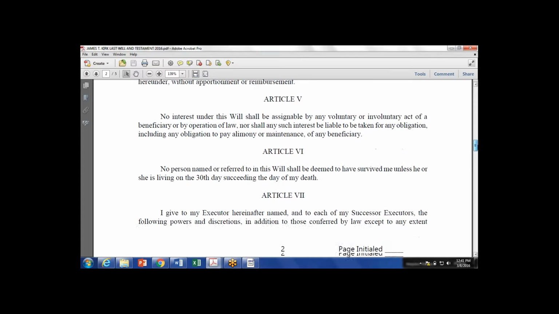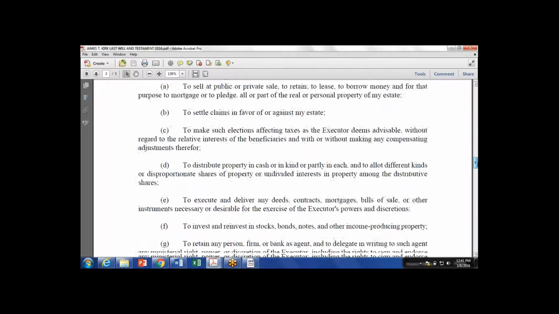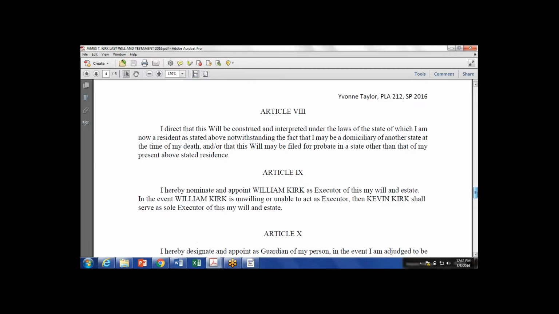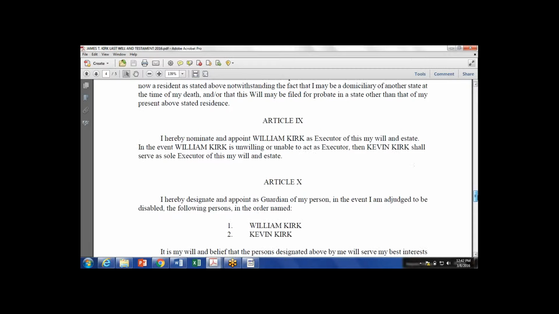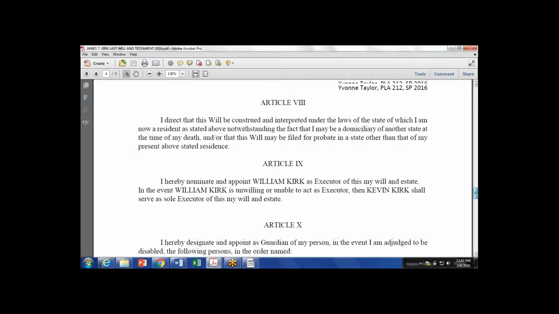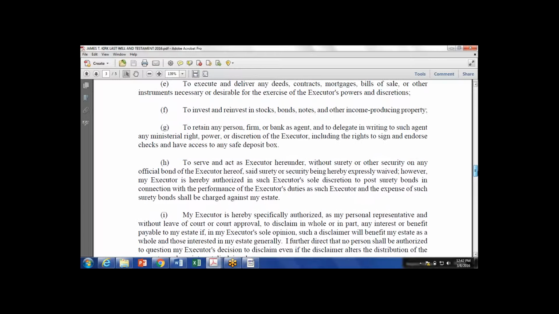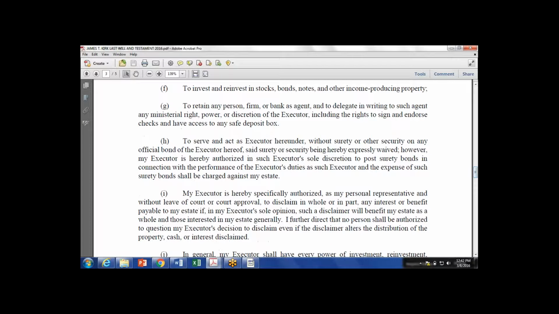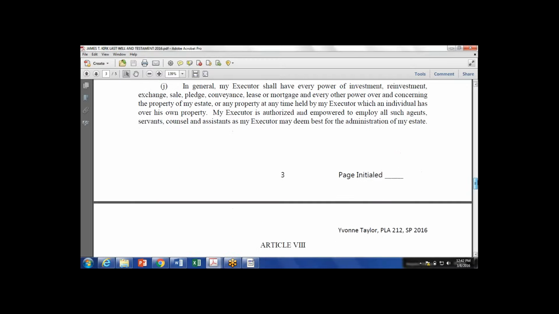Then these articles are pretty much boilerplate. They'll look the same in pretty much every will I get from all your classmates. There's not a lot of drafting there. They look good. I mean, you got your spacing good. Okay. Executor, let's see, yeah, okay. So we always want to make sure, the reason I went back is under your H here, we always want to make sure that we waive surety bond. So that is there. Okay.